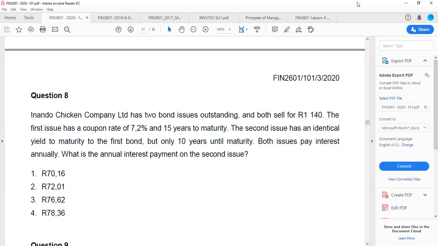Question 8 says that Inando Chicken Company has 2 bond issues currently outstanding and both sell for 1,140. The first issue has a coupon rate of 7.2% and 15 years to maturity. The second issue has an identical yield to maturity to the first bond, but only 10 years until maturity. Both issues pay interest annually. What is the annual interest payment on the second issue? So here they want us to determine the coupon payment of the second bond.